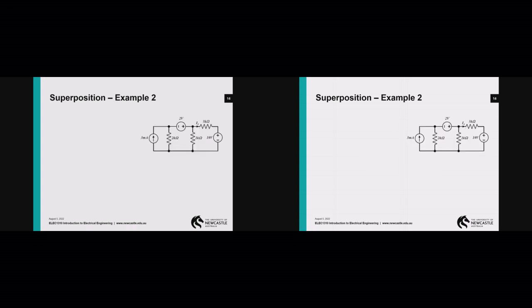So again, start with the circuit, pick one of the sources, the 3 milliamp source, so that means I need to zero the other sources that are in the circuit. The other sources are voltage sources, so they're going to become short circuits. So the circuit I need to solve is that one.